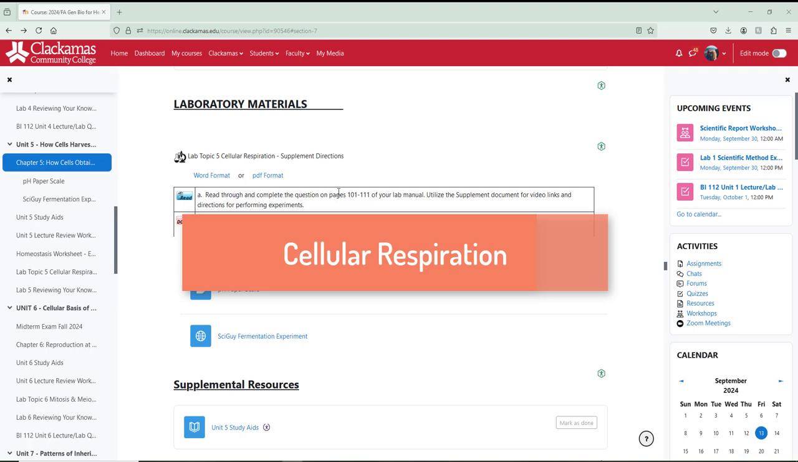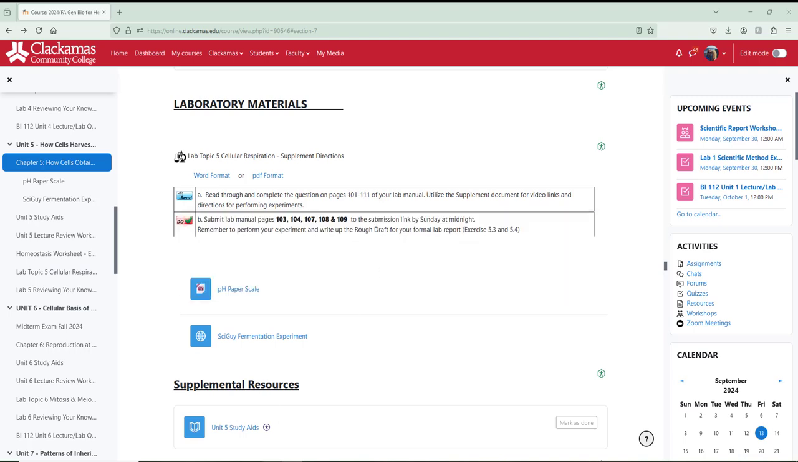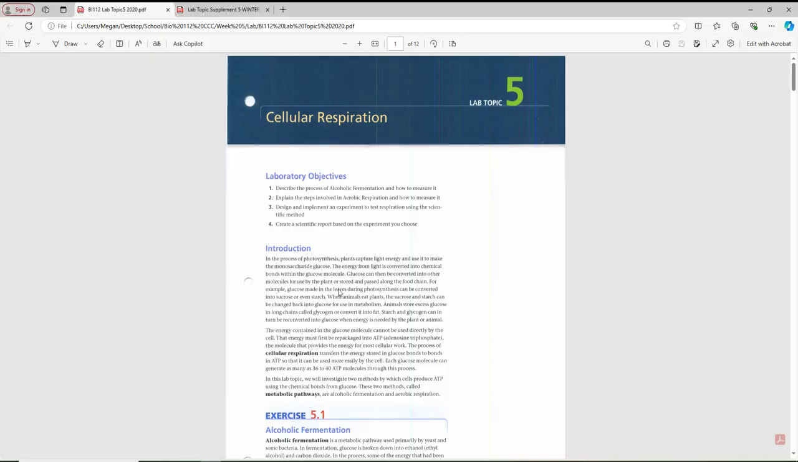So just like always, you will need to download your supplement directions and have those available while you work through pages 101 through 111 in your lab manual. So let's take a look at lab topic 5.